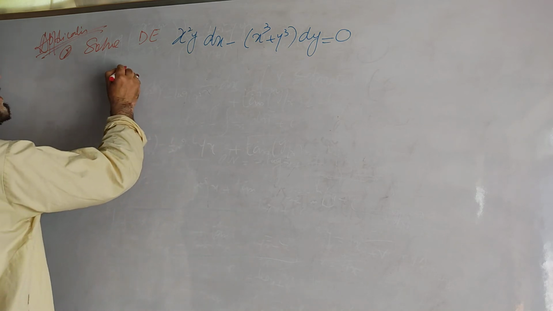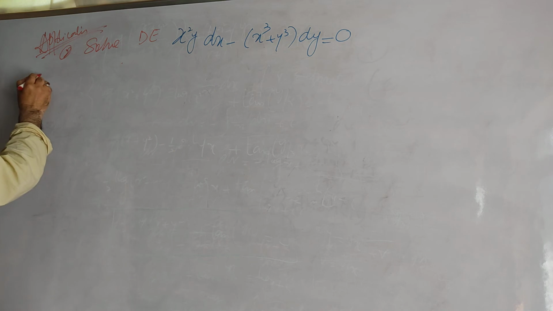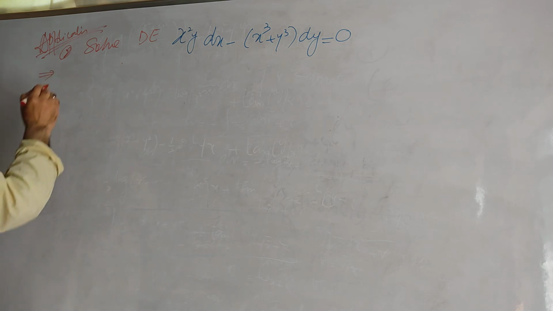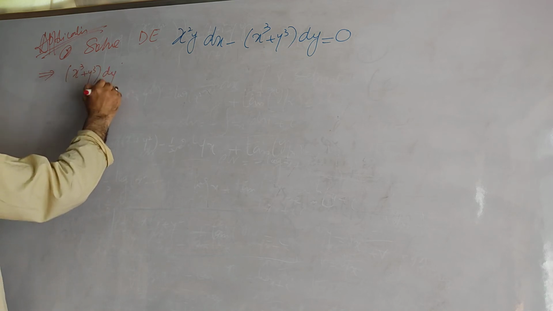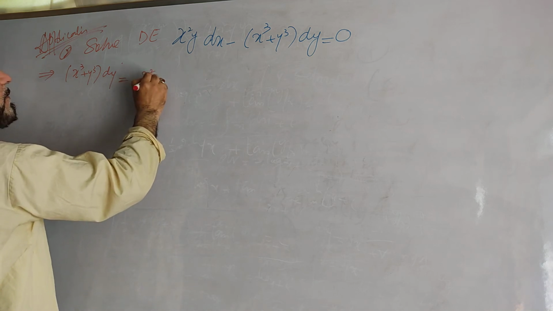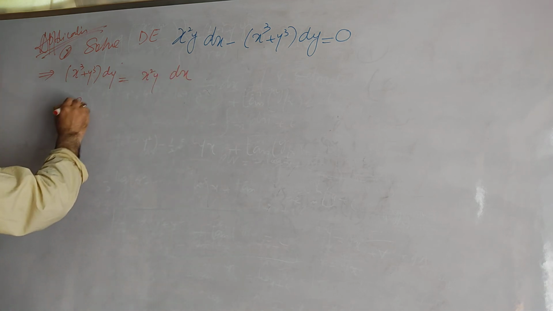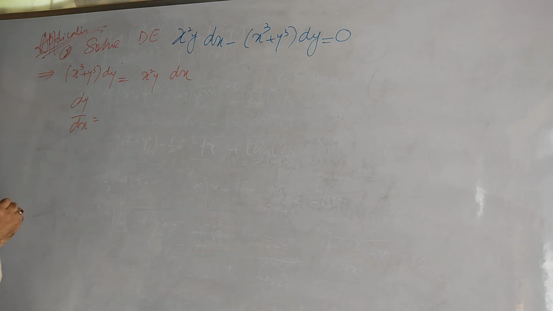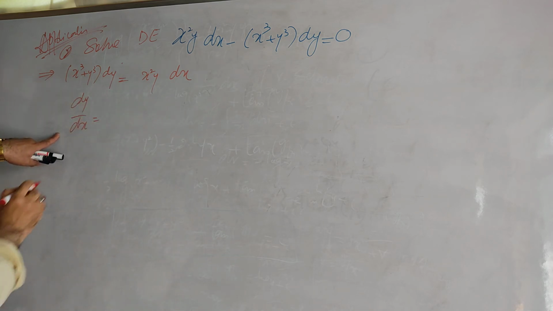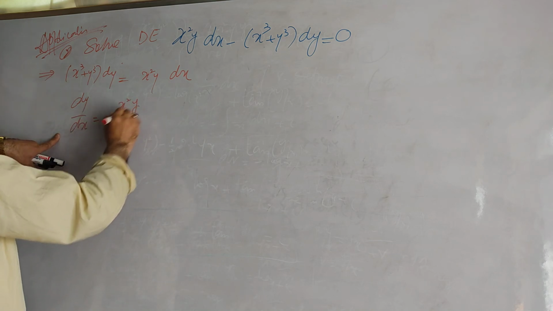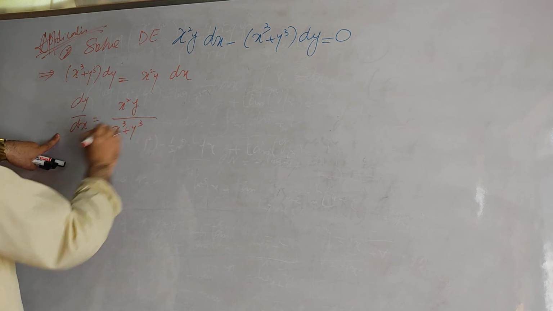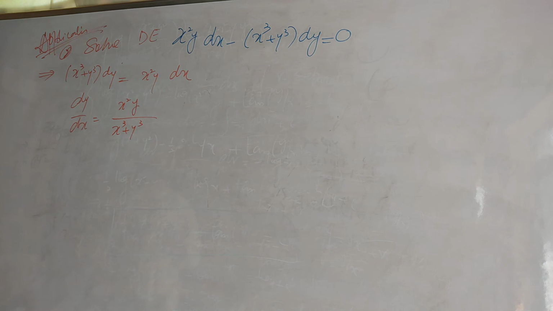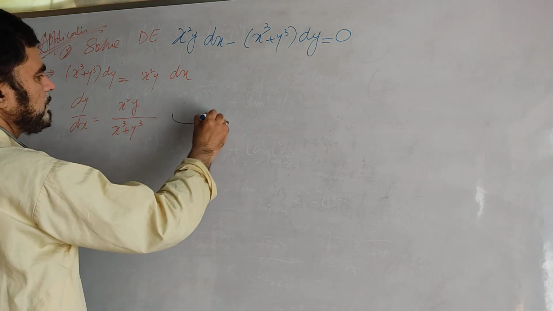You see, I rewrite this differential equation this way. (x cube plus y cube) dy is x square y dx, so that dy by dx is x square y by (x cube plus y cube). This is x square y dx minus this. Okay, let us name this first.